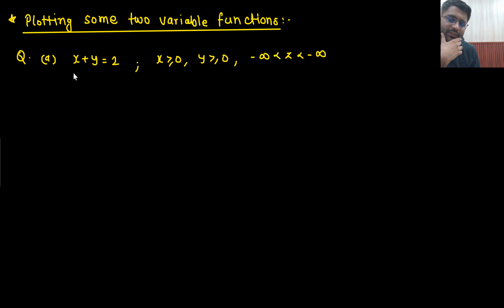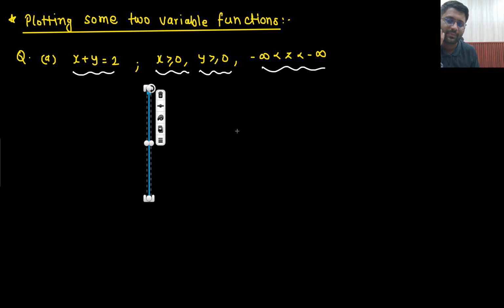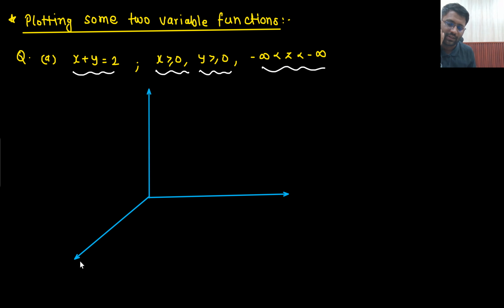So what is given? x plus y equals 2 is given. x is greater than 0, y is greater than 0, and z can take the value from minus infinity to infinity. This is the scenario that is given. So let's make the x, y and z axes. This is x, this is y and this is z.